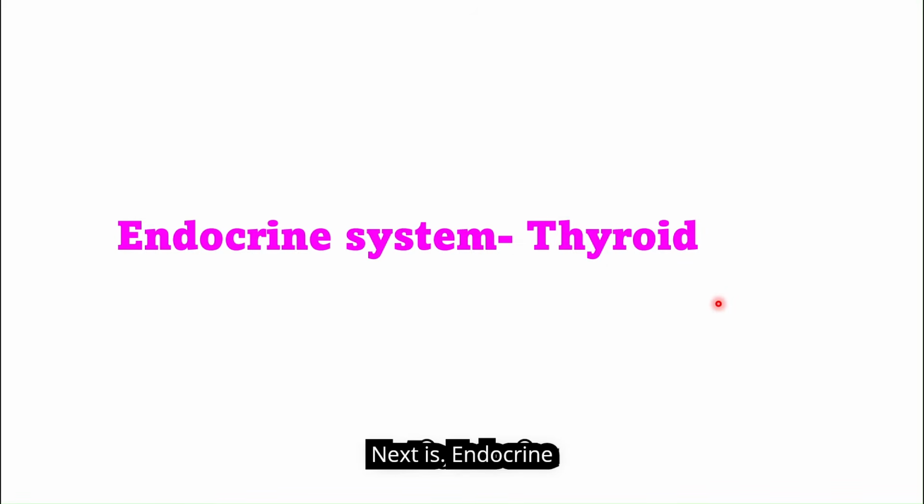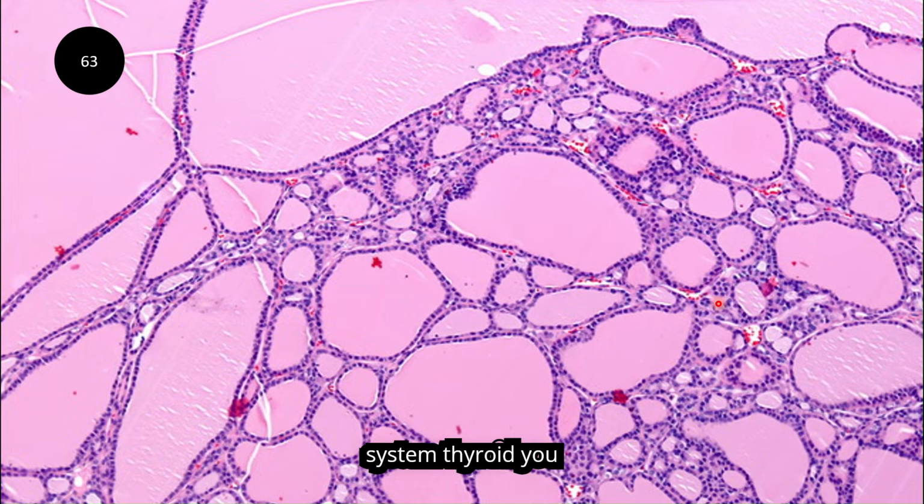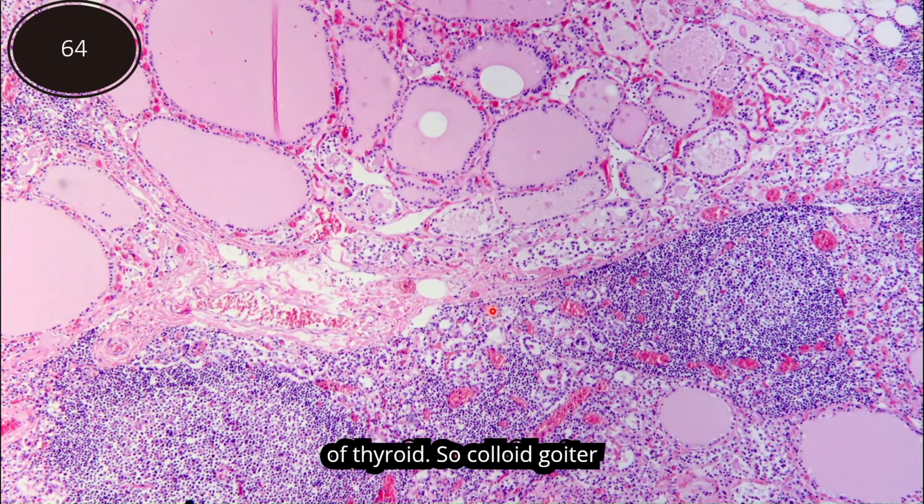Next is endocrine system, thyroid. You know very well, this is the colloid filled follicles varying in size, and follicles are lined by benign follicular cells of thyroid. So colloid goiter. Again colloid filled follicles, but here you can appreciate lymphoid aggregates and congested vessels. So this is the slide of thyroiditis.